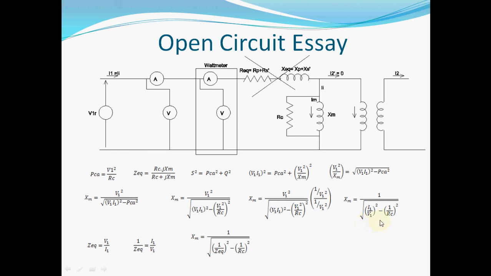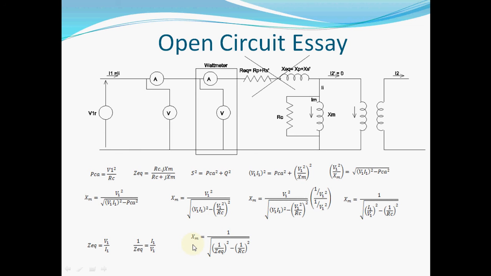And so, as we can see, equivalent impedance is voltage of primary divided by current of primary. So the inverse of this expression is this expression. We can put in this expression here. So we can obtain this expression.